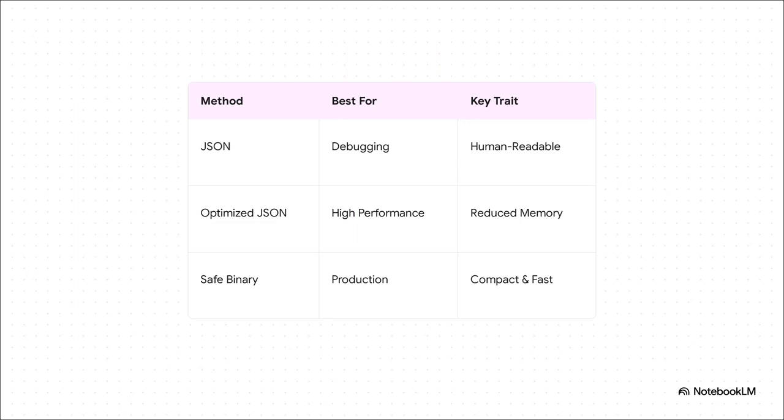Next, performance. The system gives you options here, which is awesome. When you're developing and debugging, you can use standard JSON, so you can actually open the file and read it. Makes life so much easier. But when you're ready to ship your game, you can flip a switch to a high-performance, optimized JSON, or even a super compact and fast, safe binary format. You get to choose what's best for your situation.